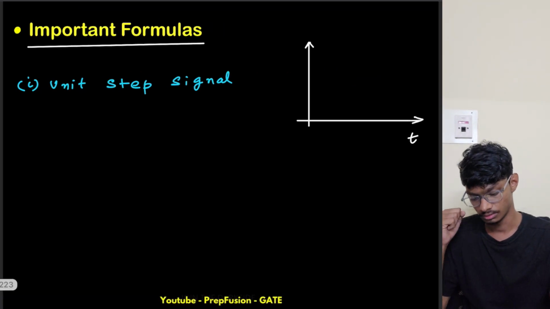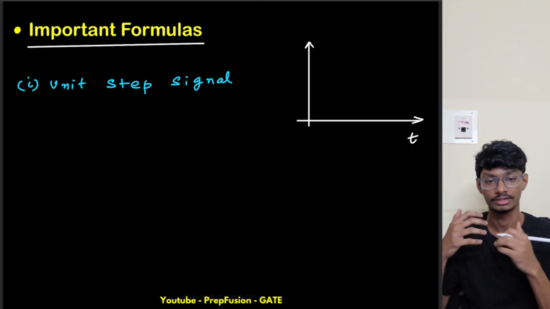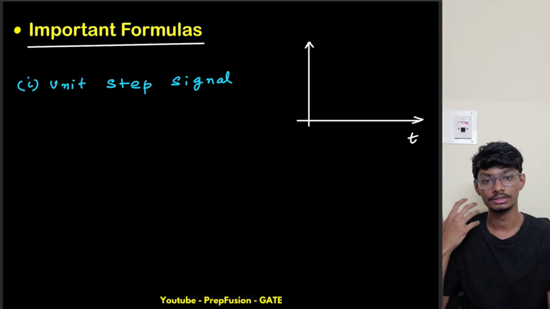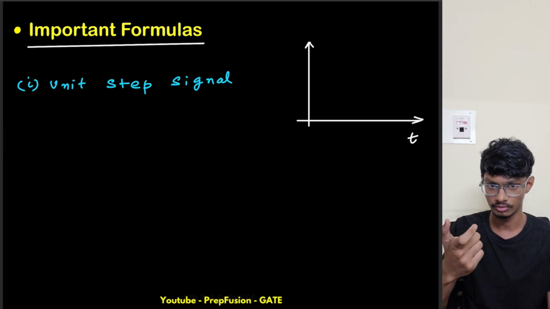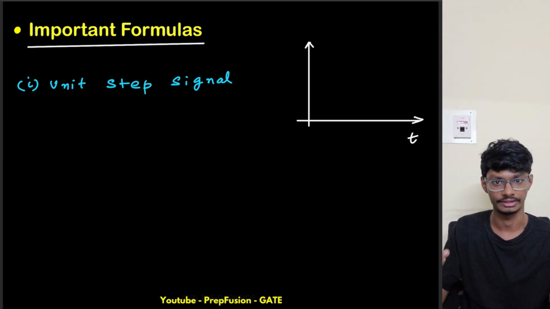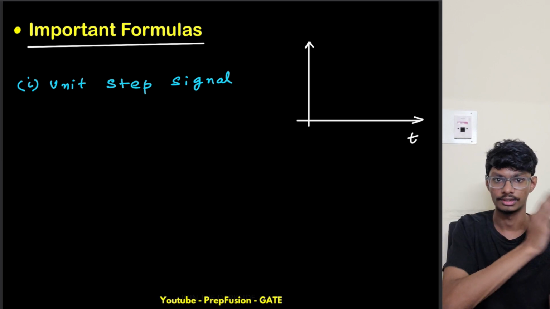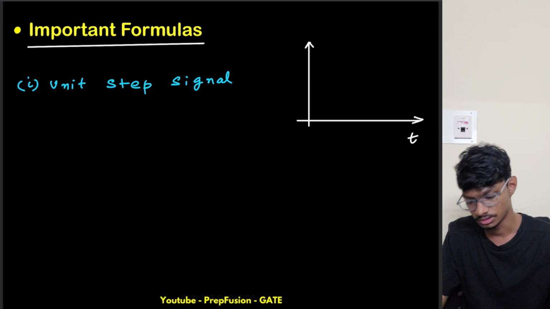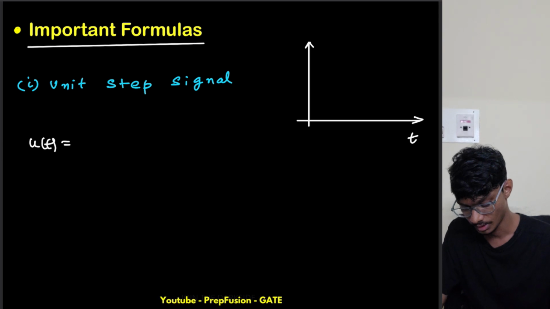First we have to remember a few important formulas. This should be at your fingertips. Firstly, the unit step signal. What is the Laplace transform of a unit step signal? I hope you know what a unit step signal is, but if you don't, let me define it. It is equal to 1 for t greater than 0 and equal to 0 for t less than 0.